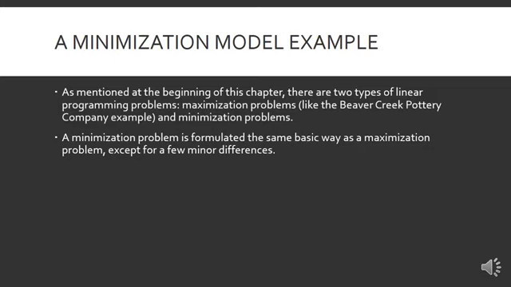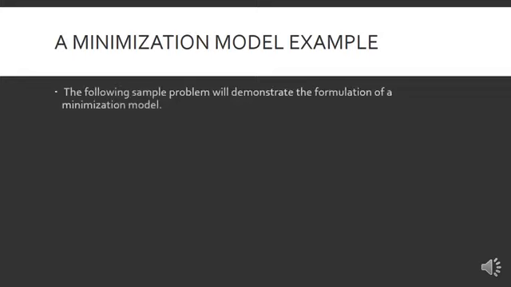So maya-maya i-explain ko sa inyo kung ano naman yung pinagkaiba ng minimization sa maximization problem. Sa una, parehas lang sila, yung paghanap ng line 1 at saka line 2. Pero i-explain ko sa inyo kung saan sila nagkakaiba, especially dun sa feasible solution area. The following sample problem will demonstrate the formulation of a minimization model.